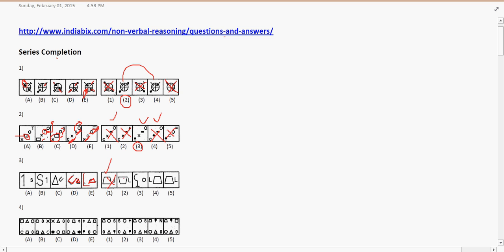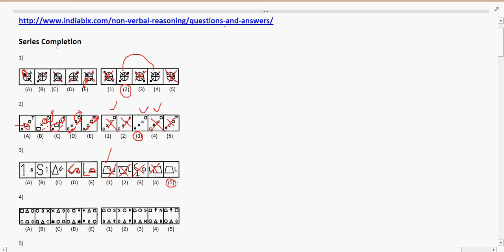Polygon enlargement has been happening here, but the polygon is inverted, so this is not right. This is something which is wrong, obviously. This is also wrong because L and polygon have to change the positions, and this is the only choice which is left. So fifth is the right answer. The polygon has increased, L has become shortened, and the positions of these two remain the same. So this is the right answer. Let's go to question number 4.